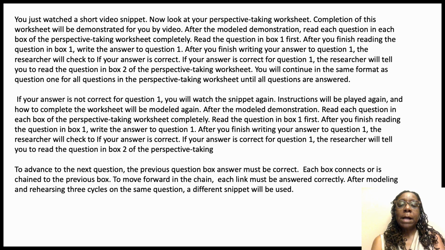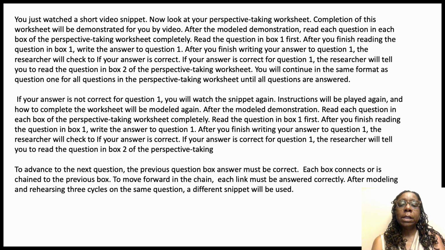Read the question in box 1 first. After you finish reading the question in box 1, write the answer to question 1. After you finish writing your answer to question 1, the researcher, which is myself, will check to see if your answer is correct. If your answer is correct for question 1, the researcher will tell you to read the question in box 2 of the perspective taking worksheet.